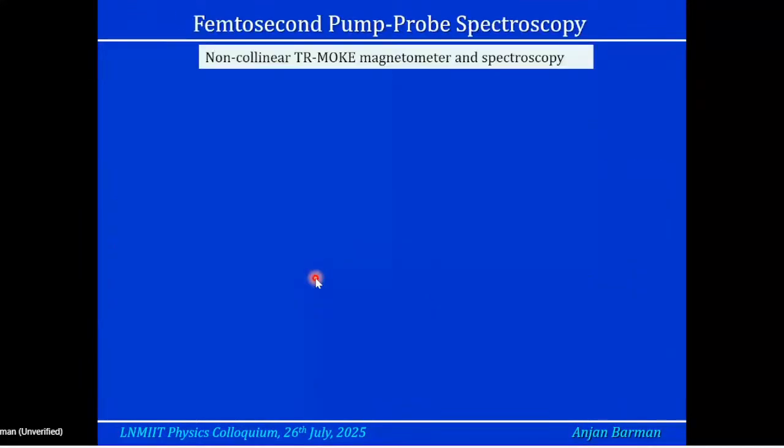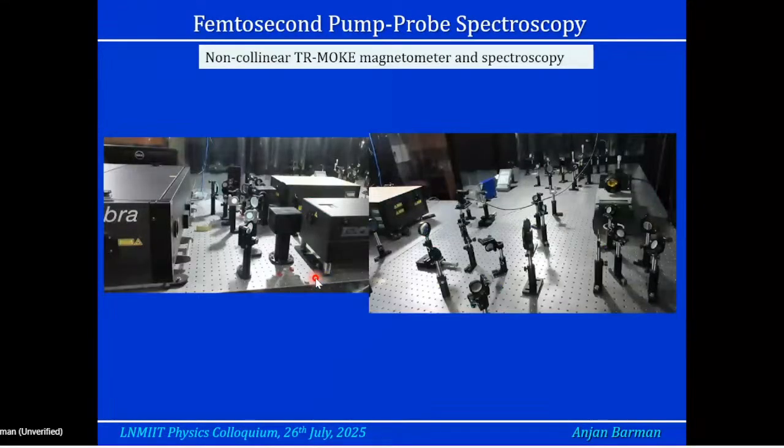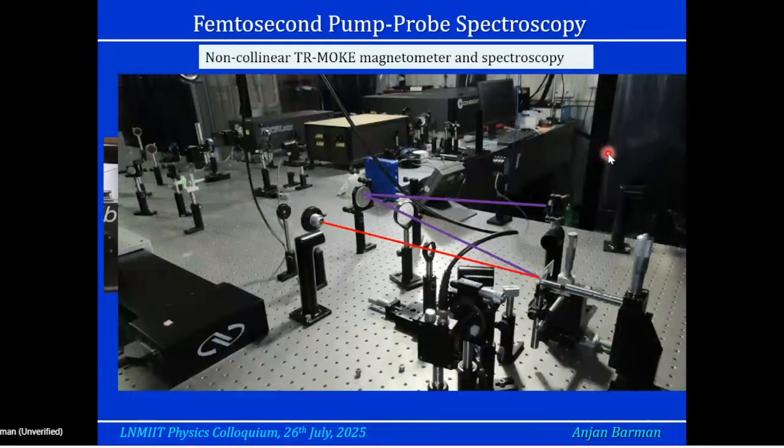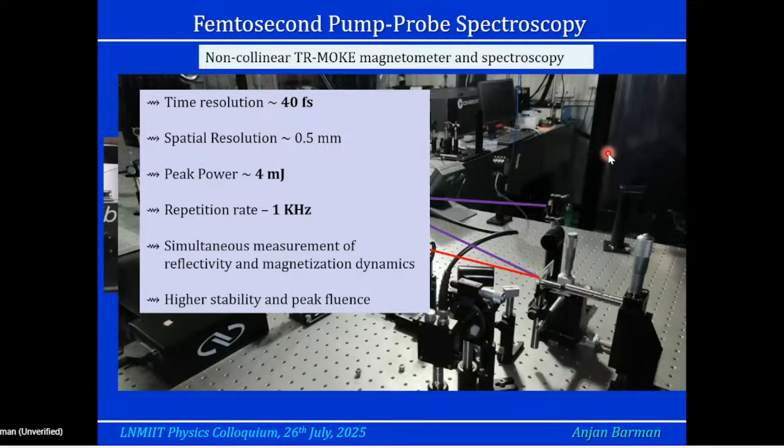And this is a non-collinear geometry. This is using a very big laser, an amplified laser, a very high-power laser. In addition to a second harmonic generator, there is another nonlinear optics device, called the optical parametric amplifier. That can create a range of wavelengths from 250 nanometers to 2200 nanometers, so from UV to infrared. That can be used for doing time-resolved spectroscopy as well. We do that. This is a picture, and these are all the time resolutions, and so on.